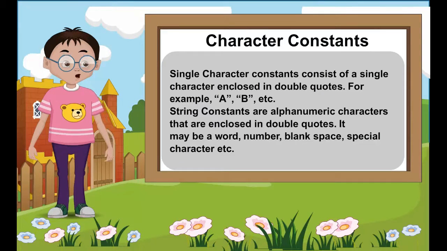Character constants. A single character constant consists of a single character enclosed in double quotes. For example, "A", "B", etc. String constants are alphanumeric characters that are enclosed in double quotes. It may be a word, number, blank space, special character, etc.